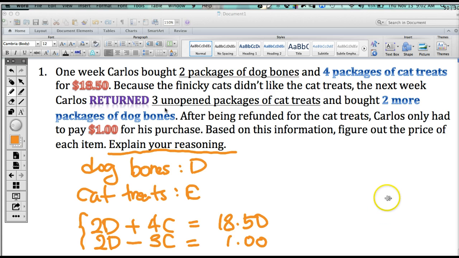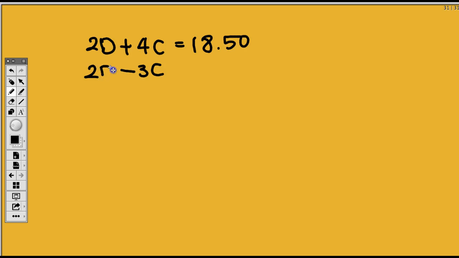So now let's move on and start solving this problem, okay? So there you go. I'm just going to go ahead and copy the question. 2D plus 4C. I'm going to change the color of mine. 2D plus 4C equals 1850. Can you read it for me? Because I can't see. And then I remember returning 3. And then, was it 2D right here? Yeah. Okay, and that was equal to $1.